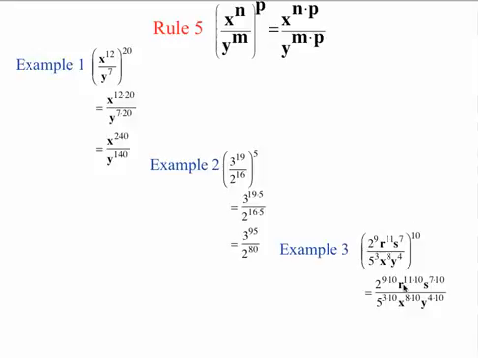So we have 2 to the 9 times 10, r to the 11 times 10, s to the 7 times 10, divided by 5 to the 3 times 10, times x to the 8 times 10, times y to the 4 times 10, which gives us 2 to the 90, r to the 110, s to the 70, divided by 5 to the 30, times x to the 80, times y to the 40.